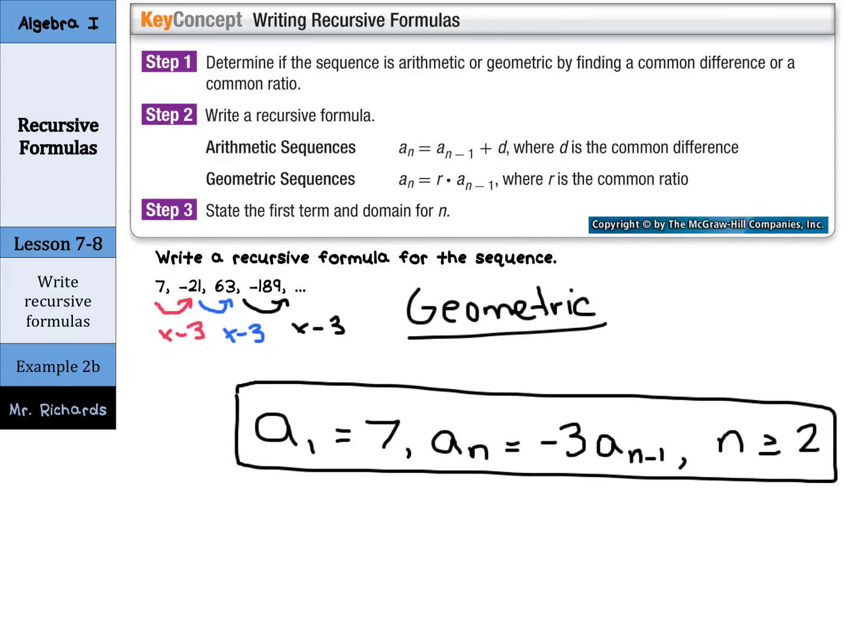Neat. What about the third term? Well, we're going to look then at the 3 minus 1, so the second term. The second term is negative 21. Negative 21 times negative 3 is a positive 63. So we wrote the correct formula.